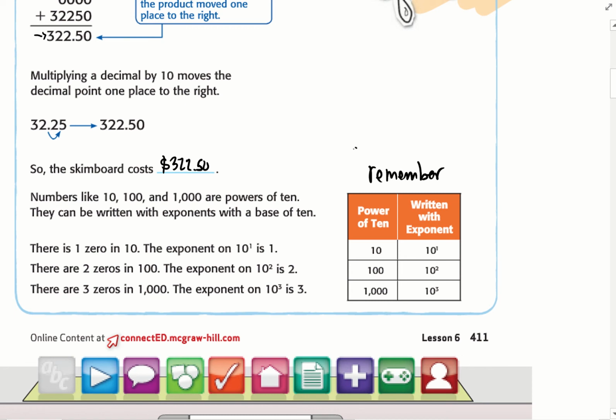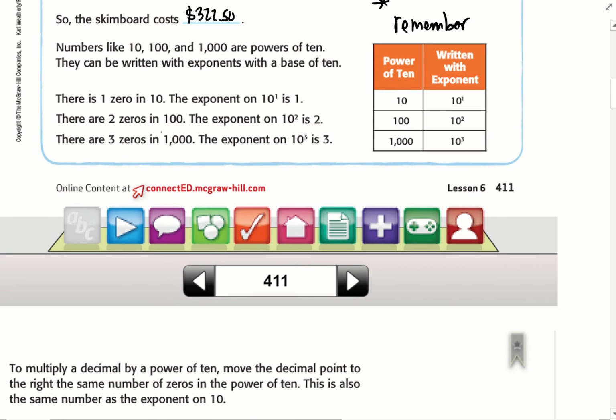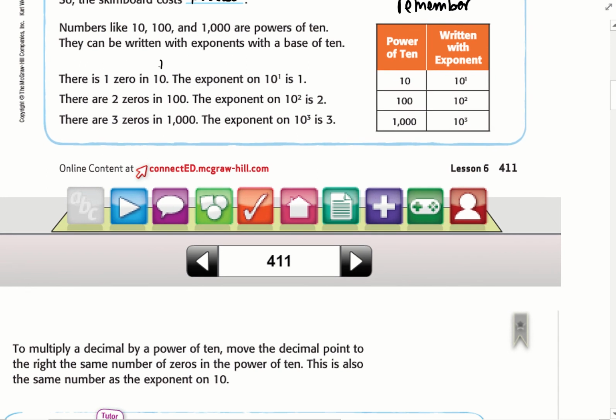So this is something you're going to have to know. As long as you know exponents, but these are good ones just to know off the top of your head. There's 1 zero in 10, 2 zeros in 100, 3 zeros in 1,000, and then our exponents 1, 2, and 3. So the number of zeros is the same as the number of your exponent.